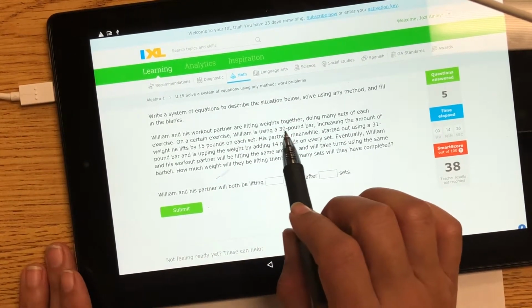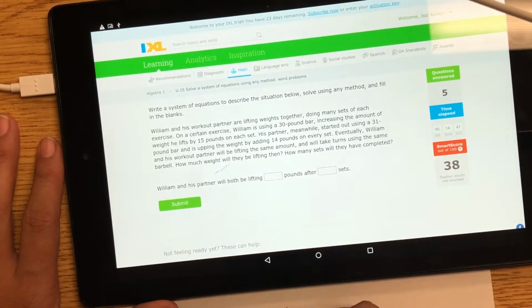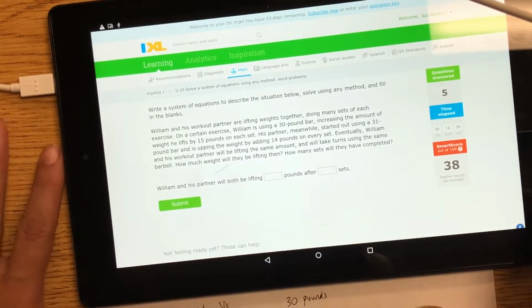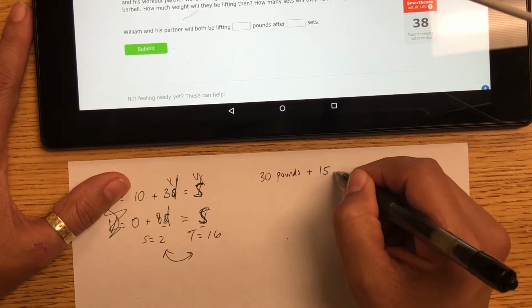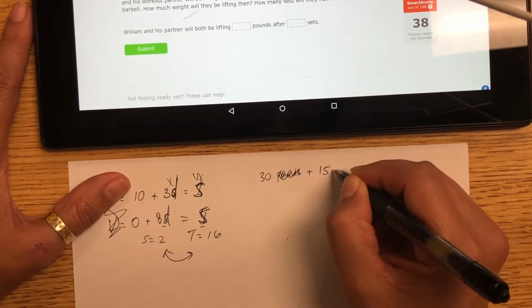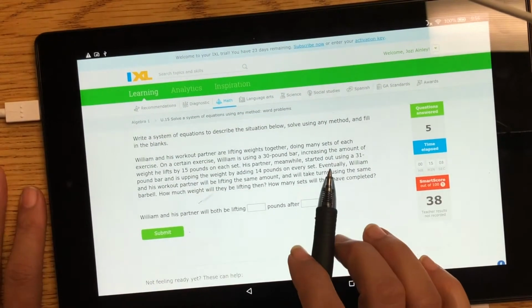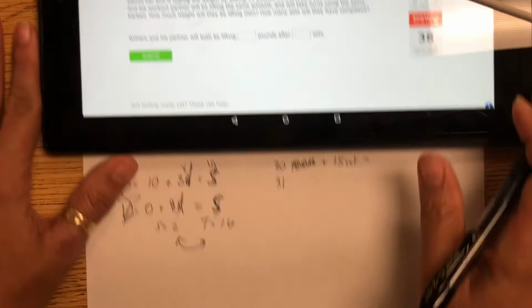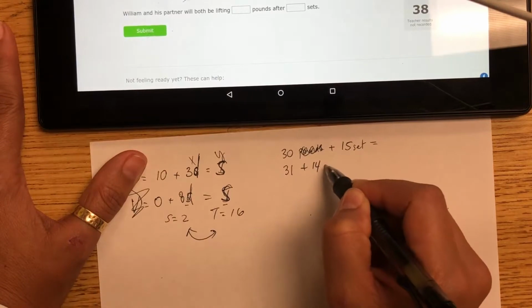William and a workout partner lifting weights together, doing many sets of each exercise. On a certain exercise, William is doing a 30-pound bar. All right, so 30 pounds. Increased the amount of weight he lifts by 15 pounds on each set. So he increases by 15 per set. So 30 pounds and increases per set. So I guess S equals. His partner Milo started using a 35-pound bar, so he started on 31, and he was adding 14 pounds on every set. So he was adding 14 on every set.